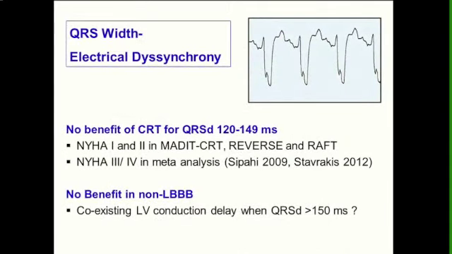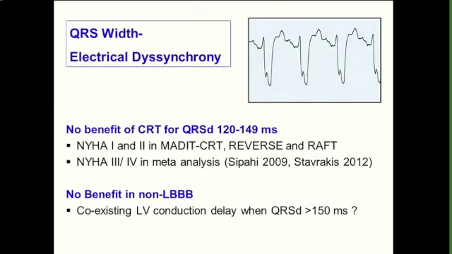So why is that? The longer the QRS, the wider it is, the more electrical dyssynchrony there should be. So then it makes sense that there's no benefit of CRT for QRSs of less than 120 to 149. And this was observed in all the class 1 and 2 trials. And retrospectively, looking at the earlier trials, the class 3 and 4 heart failure trials, in a meta-analysis, again, there was very little effect, if any, when the QRS was less than 150 milliseconds. So the 150 mark seems to be important.